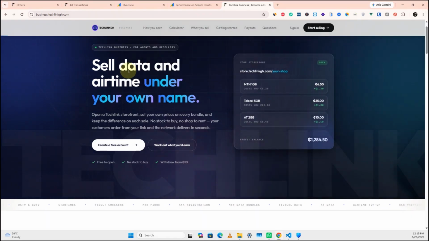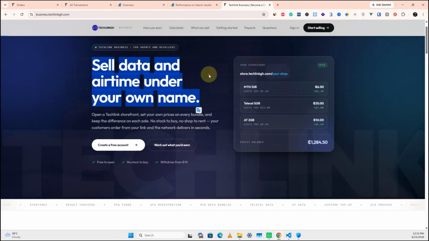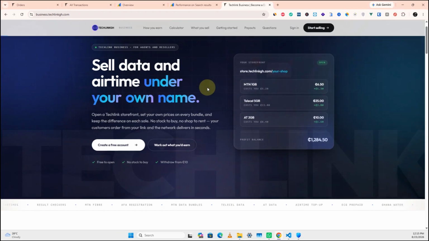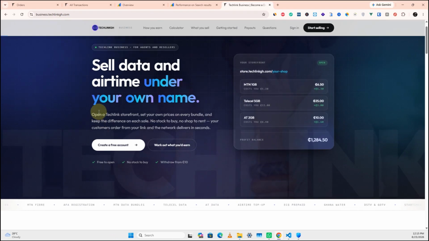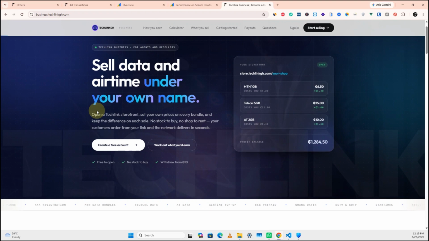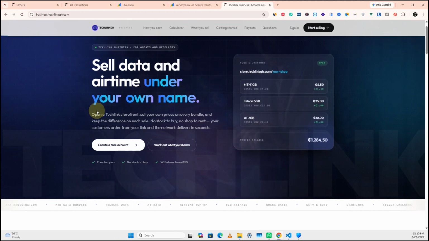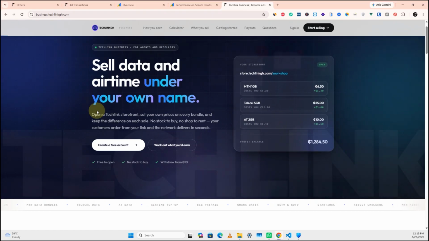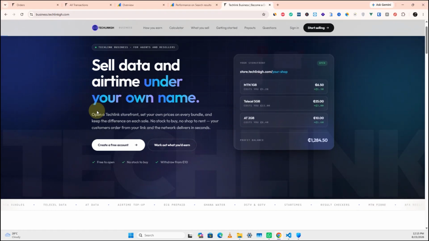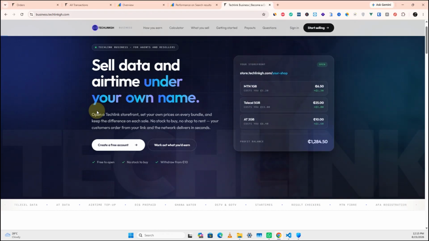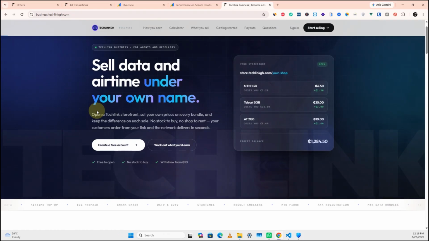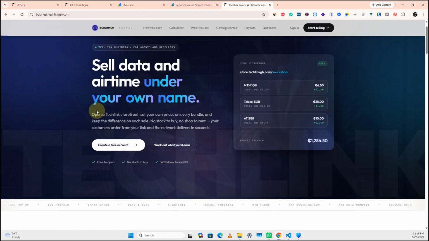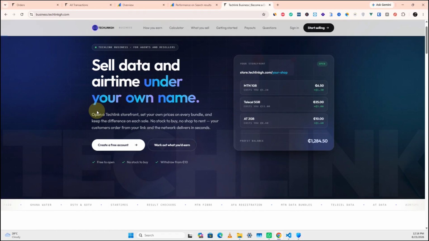You see "sell data and airtime under your own name." This basically means that you are reselling what we are providing. You would have the opportunity to open your own store and sell to people. You basically add your own pricing to what we sell, and then you sell it to others. The moment you do that, we handle the delivery. Your part is just to sell, and then we handle the delivery to the customer. I hope you got it.